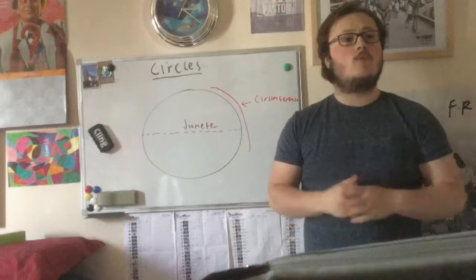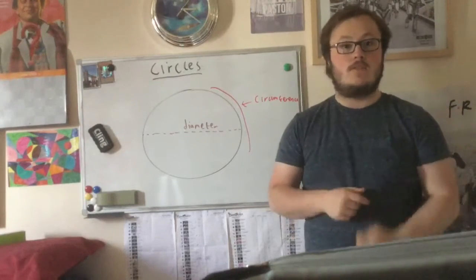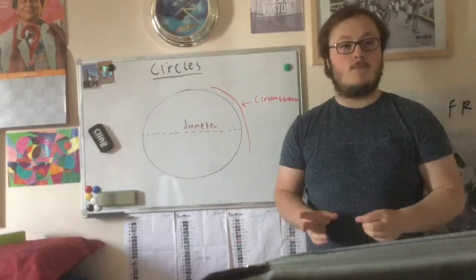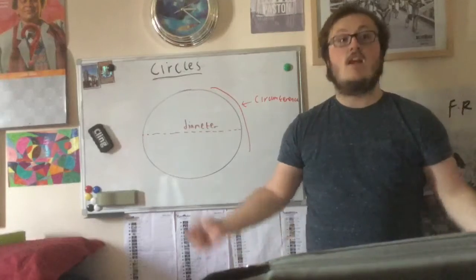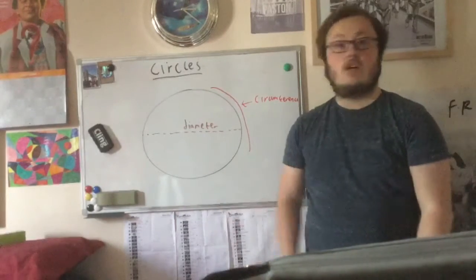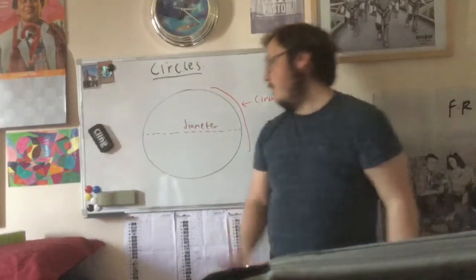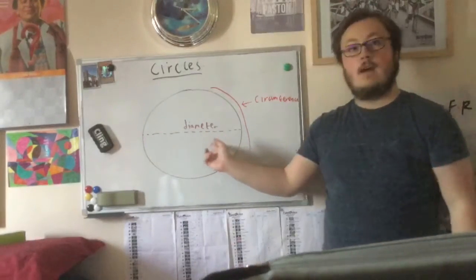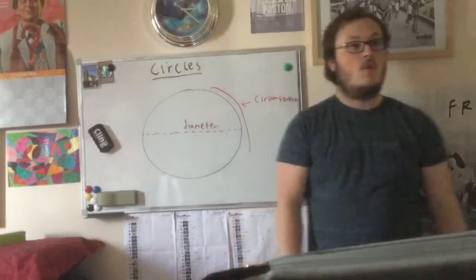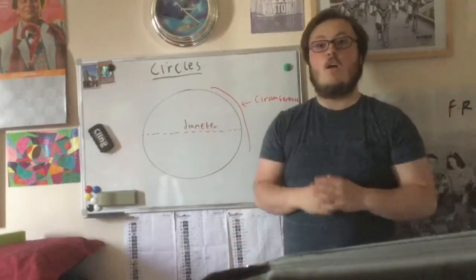Now, circles are a little bit different because they're not polygons. Because remember, polygons are shapes where they have straight sides and they always close. This circle does close, but the sides aren't straight. They're round.